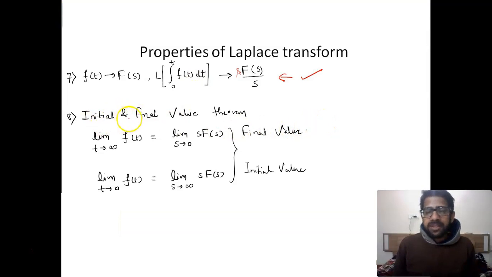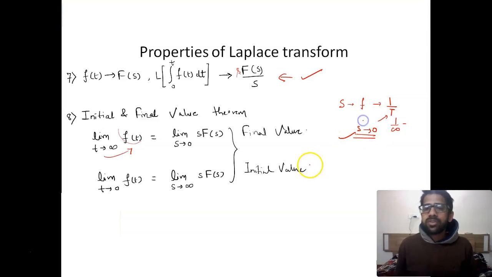The next property, which is a very simple property, or nothing but a corollary, is the initial and final value theorem. According to the initial and final value theorem, the limit of t tending to infinity of f of t, which is nothing but the final value of the function small f of t, is given by the limit s tends to 0 of s into F of s. Because s is nothing but frequency, and frequency has the dimensions of 1 upon time. So when time tends to infinity, s tends to 0. This is how you can remember this.